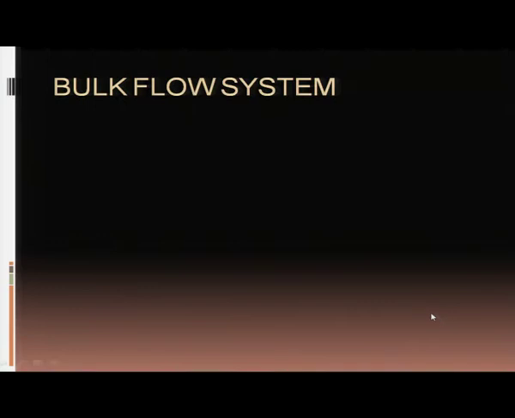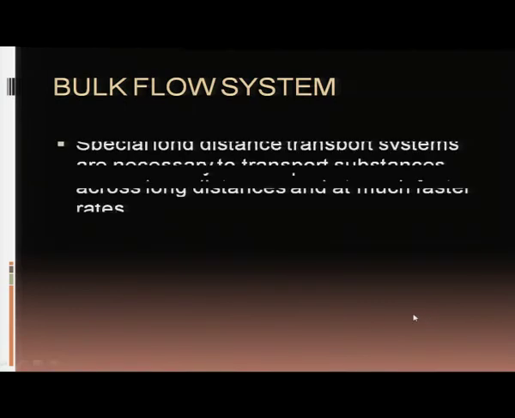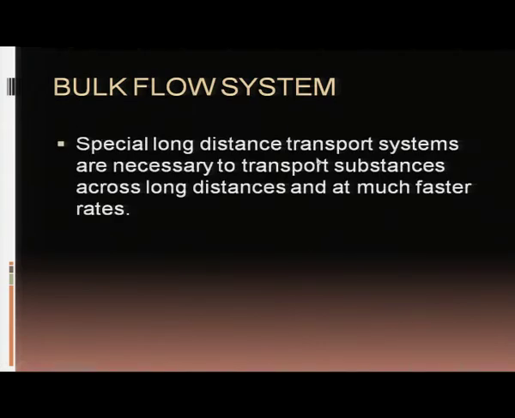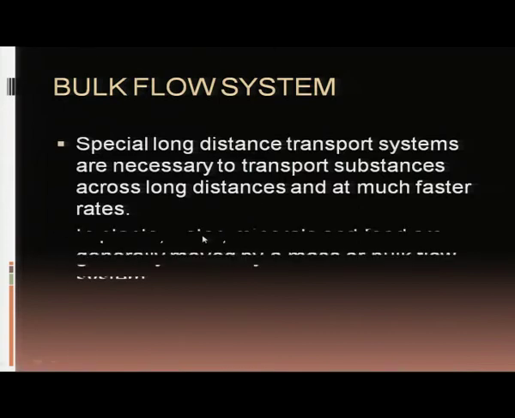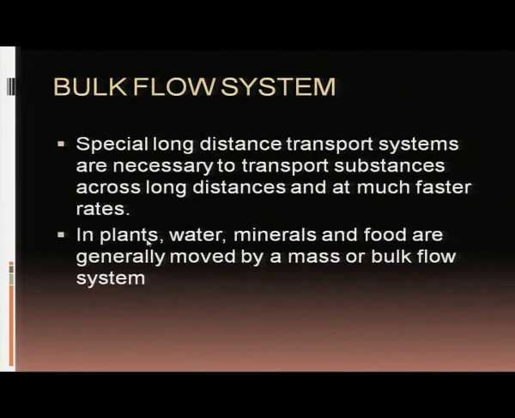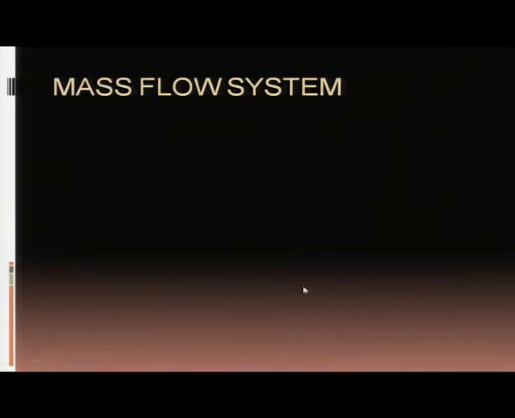For large distance transports, we have bulk flow systems. Special long distance transport systems are necessary to transport substances across long distances and at much faster rates. In plants, water, minerals and food are generally moved by a mass or bulk flow system. What is this mass flow system or bulk flow system? Let us see.